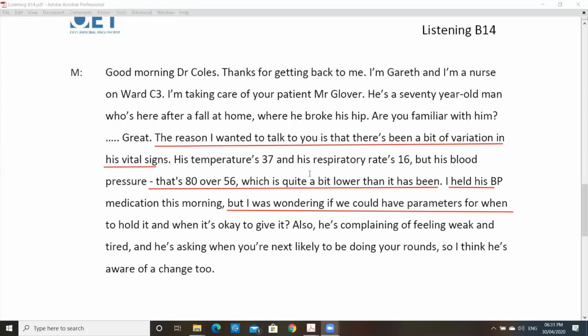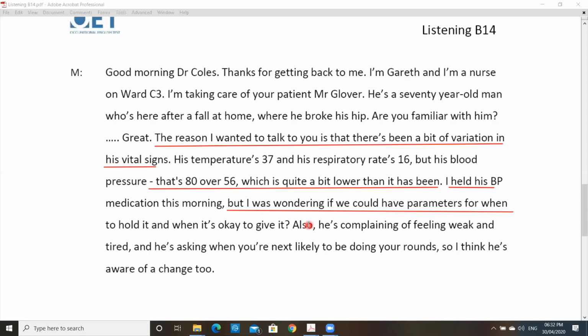Okay, yeah. So the reason he was calling was because there has been a variation. He was explaining there has been a variation in his blood pressure, and I have already had BP medication. But I was wondering, this is a standard expression when you have a doubt about something. So instead of saying I have a doubt, native speakers would say, I was wondering if we could have parameters for when to hold it and when it is okay to give it. So he was seeking advice from the doctor, if the doctor can guide him when to give it and when not to give it.